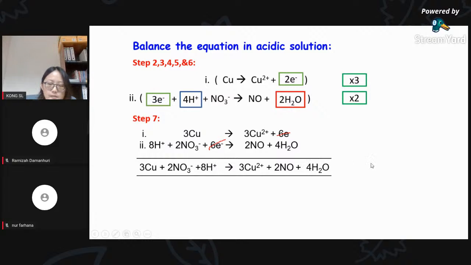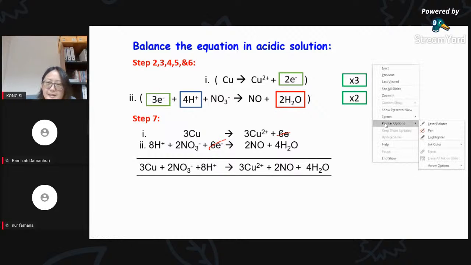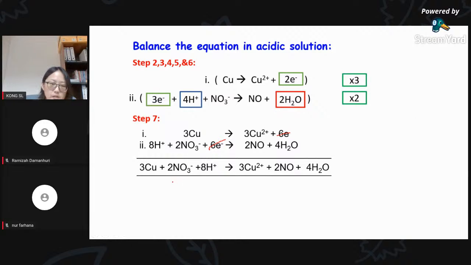Yes, H plus. Okay, I try to write down something. Over here, negative 2, positive 8. Here, positive 6. Sum up, positive 6. Yes, the charge for left hand side and right hand side is the same. So for sure this equation is correct.